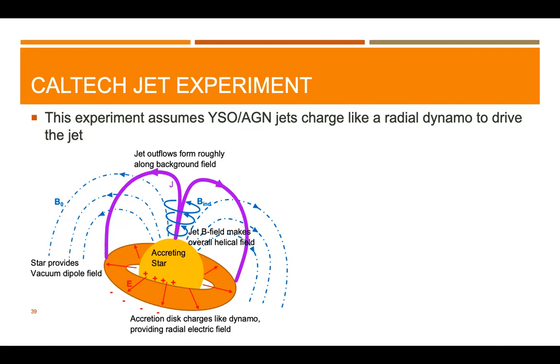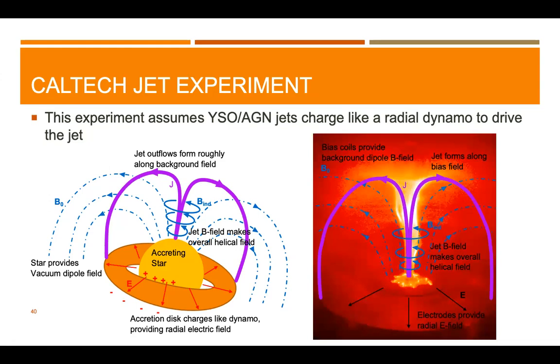Eventually, instabilities cause currents to flow, and that gives you this jet that comes out of the pole and induces a toroidal field, giving you an overall helical topology. This is pretty much what we have in the lab here.